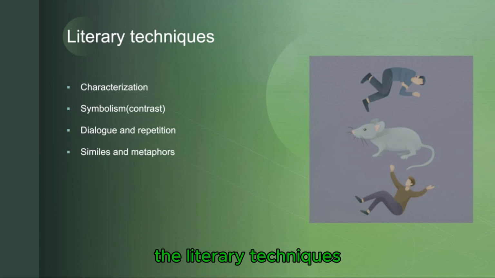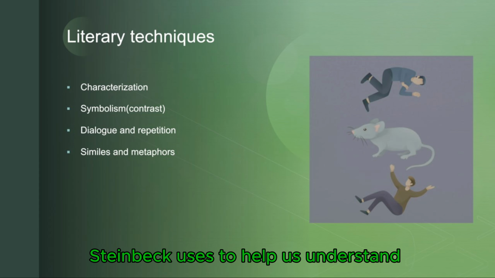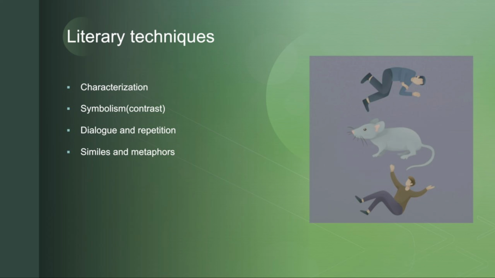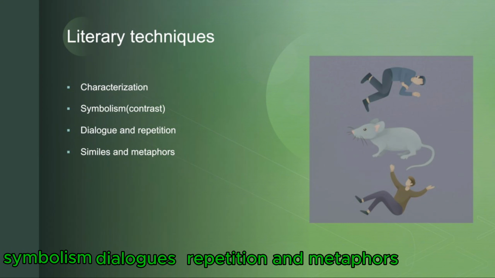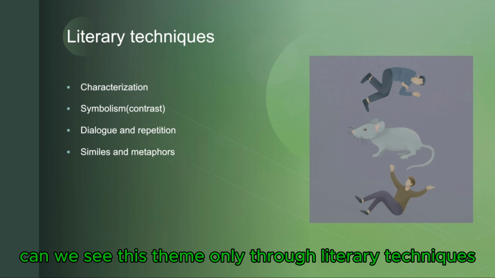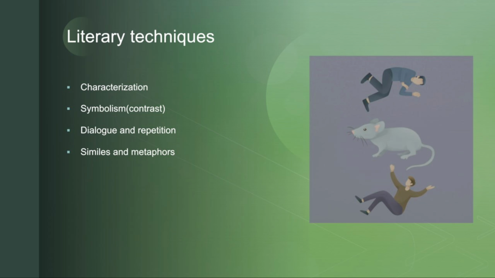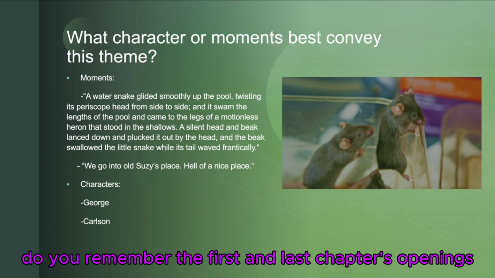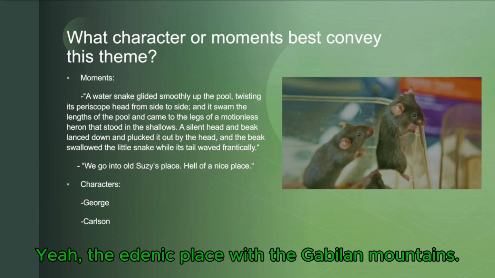Okay, so the literary techniques Steinbeck uses to help us understand nature versus nurture are characterization, symbolism, dialogue, repetition, and metaphors. And similes. Yeah, of course. So basically, can we see this theme only through literary techniques? A moment. Oh yes, do you remember the first and last chapters' openings? Yeah, the same place with the Gabilan Mountains.